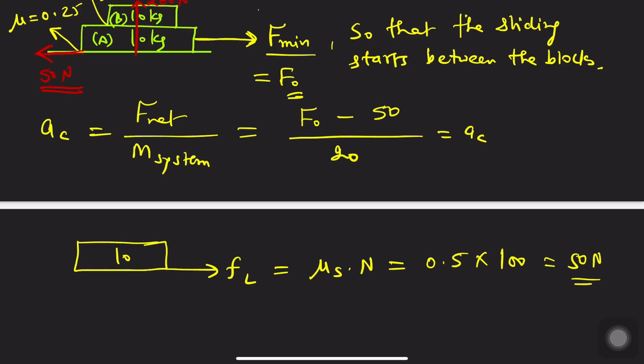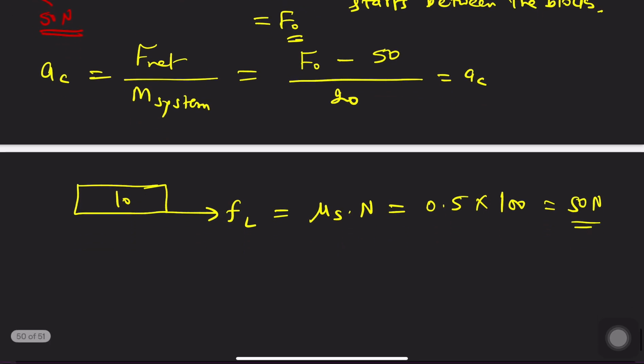We always calculate for the critical value, and then we say that if it is a little bit more than that, the sliding or something is going to happen. So here, if F limiting is 50, the maximum possible common acceleration is 50 by 10, that is 5 meter per second square.